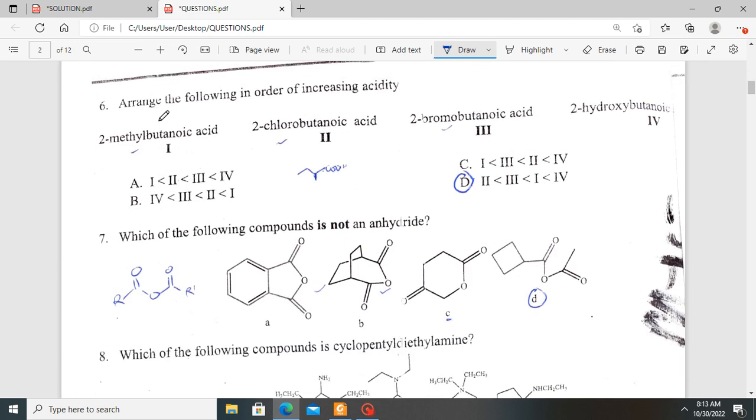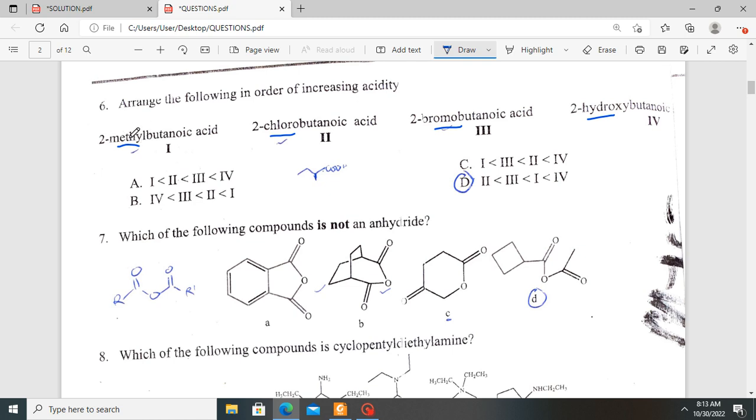It says arrange the following in order of increasing acidity. So we are to arrange these compounds in order of increasing acidity. So you have 2-methyl-butanoic acid, we have methyl, chlorine, bromine, and hydroxy. So among these four substituents, which of them is electron withdrawing, which of them is electron donating, and which of them is stronger than the other? So you have hydroxy group, bromine, chlorine, and methyl. So first, the methyl is electron donating.